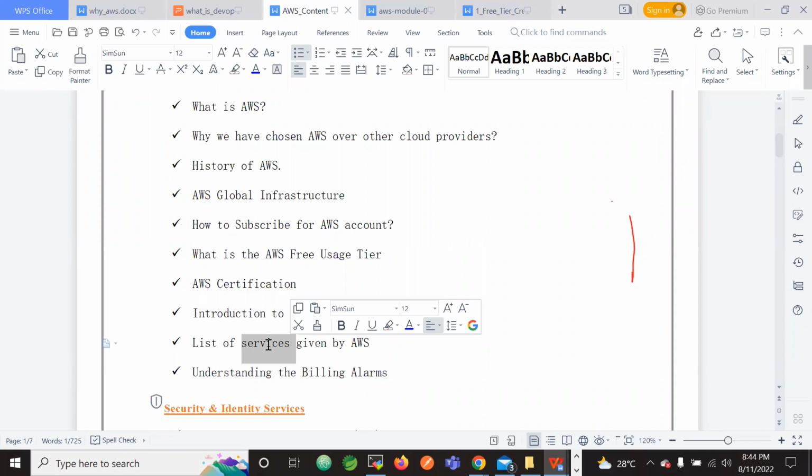Maybe if any one of you is a programmer, you might have heard about the web service. And here also we are talking about Amazon Web Services, isn't it? You might have heard about programming language web services, and here it is Amazon Web Services. What are the differences between these two? Those things we will understand in the sessions.